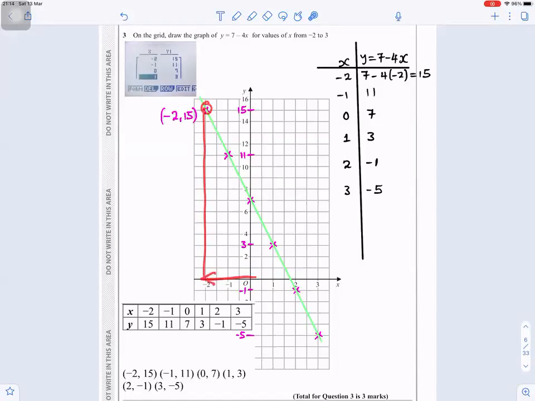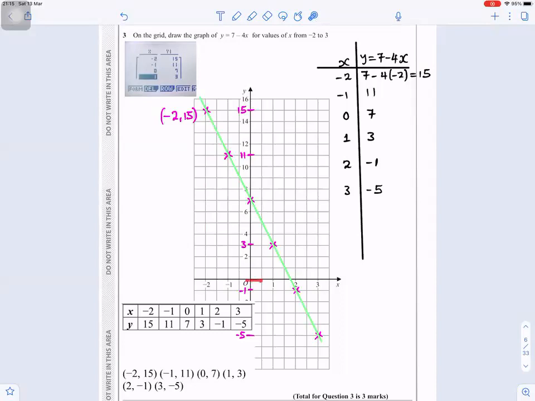-2 to the left and 15 up. And you mark the point, -2, 15. Next point, -1, 11. -1, you start from 0, -1 to the left and 11 up. And you mark the point there. Next point, 0, 7. 0, you don't go left or right, you just go straight up. 0, 7. You mark that point.